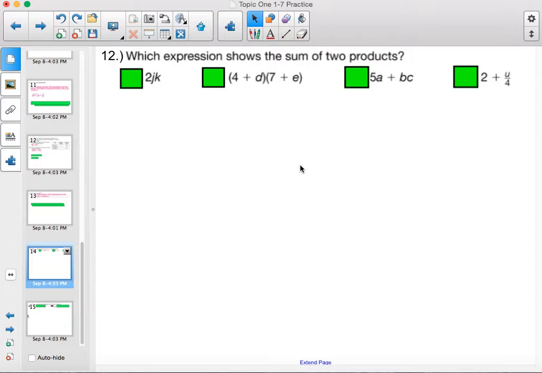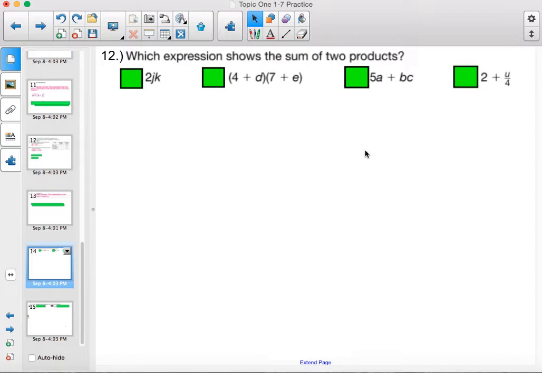All right, number 12. Which expression shows the sum of two products? Well, look carefully at each of these and decide if you're going to get the sum of two products. In other words, you have multiplication twice, and then you're adding what you have. So look for a place where you have multiplication twice and then addition in there.